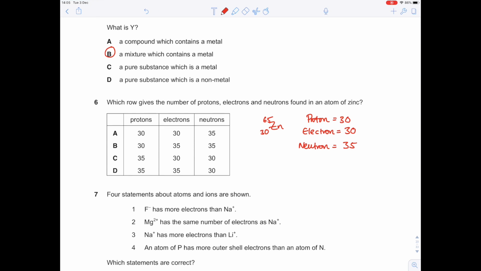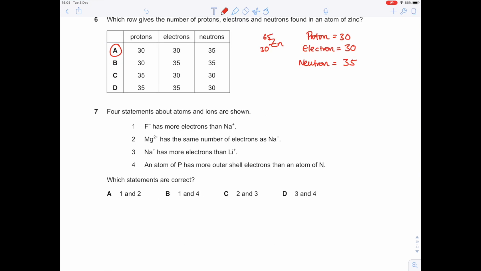Well, it's A. Four statements about atoms and ions are shown. And so we're going to be asked which of these statements is true, so we'll need a periodic table and we'll need to go through them one by one, marking them off. Fluoride ion has more electrons than a sodium ion. So if fluoride ion has 10 electrons, I'm using the periodic table to help me with this. The sodium ion also has 10 electrons, so that's not true.